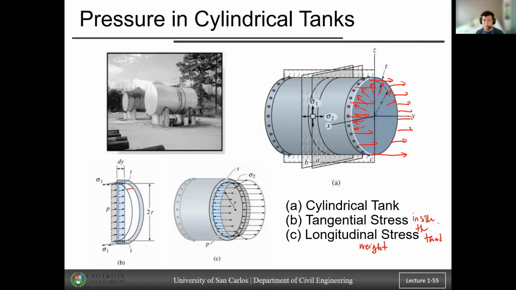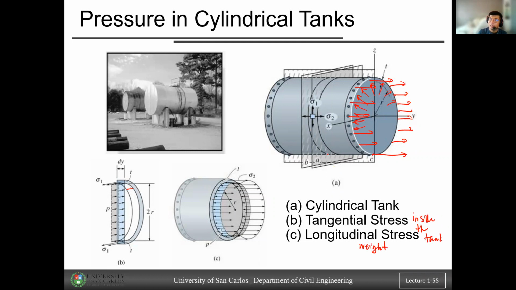So of course they may vary because it depends on the orientation of your tank. But nevertheless, if it is facing, as long as the tangential stress is inside the tank, right? Longitudinal is concerned with the outside. It's like pressing outward, and then longitudinal is like being stretched, right? Stretching or compressing.